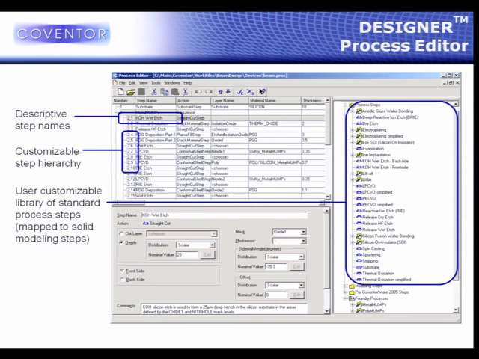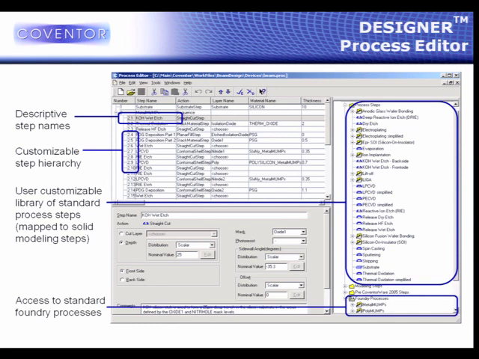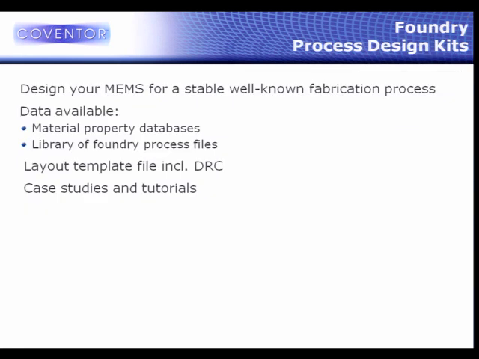On the right side, there's a library of pre-configured steps, and you can customize this library. If you don't see something in here that you want, the file that contains this library is actually just another process file, and through the Tools menu, you're able to edit that library and add your own steps to it. Also in there, there's a library of foundry processes, and we have quite a list of foundry processes that come with CoventorWare. So if you're just starting a design or learning, this is a good thing to do: use one of these foundry design kits.